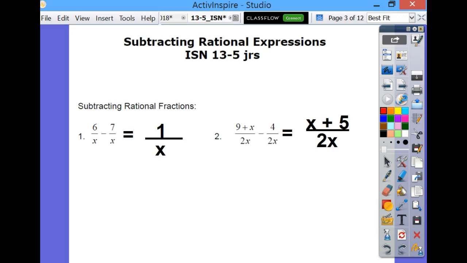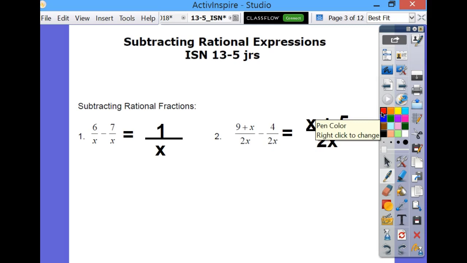So on these pink notes, we are subtracting rational expressions. Rational just means function. And you will do better if you change subtraction to adding the opposite.